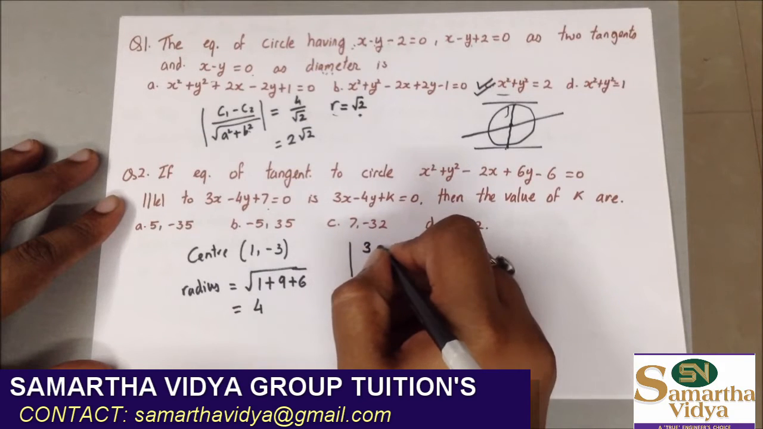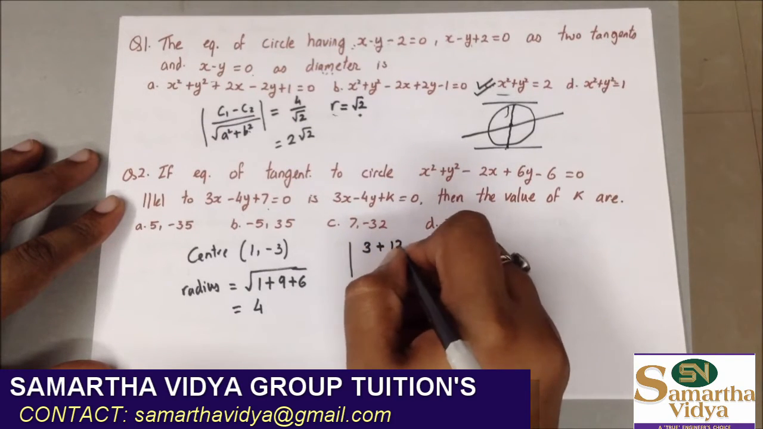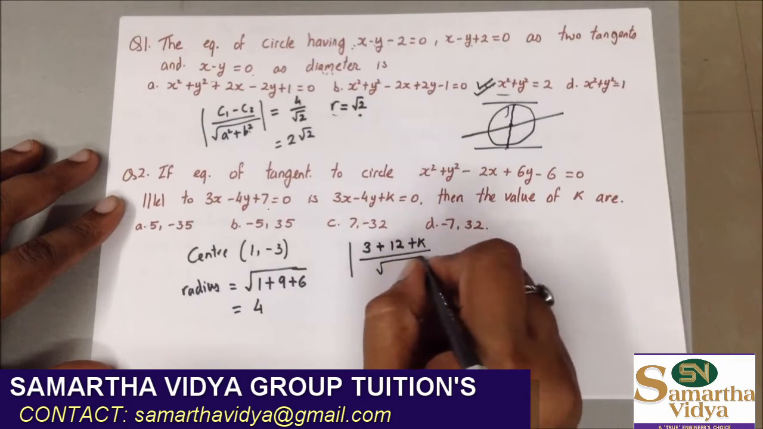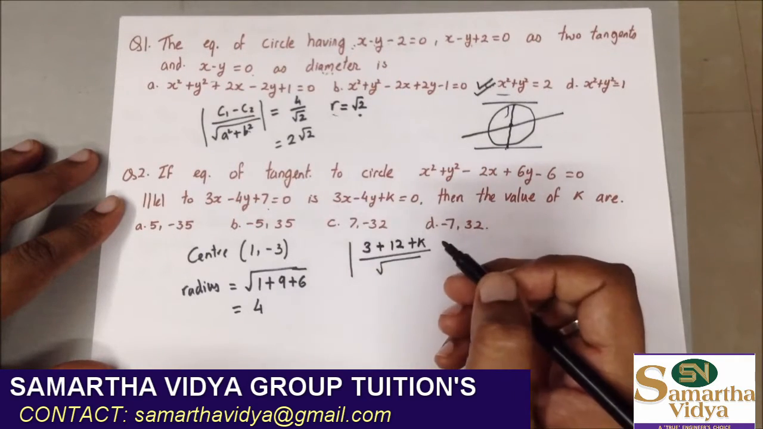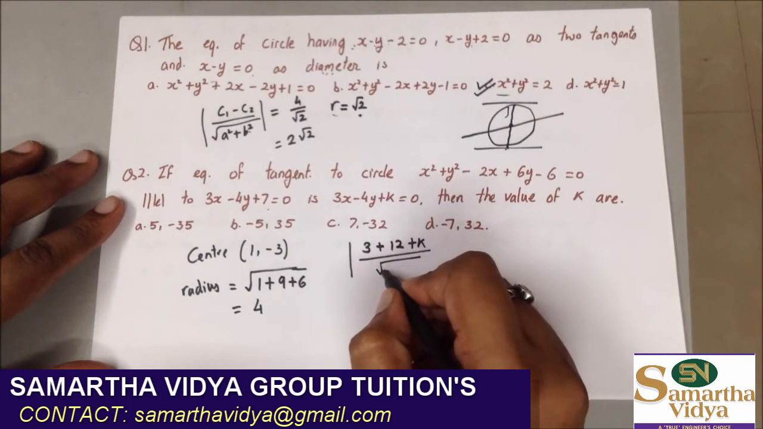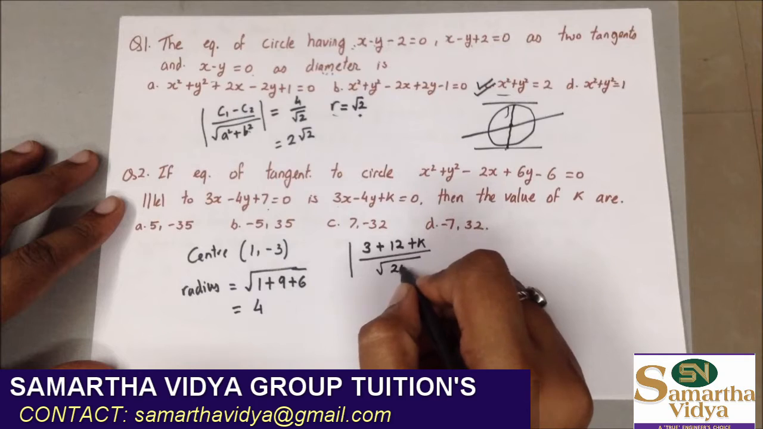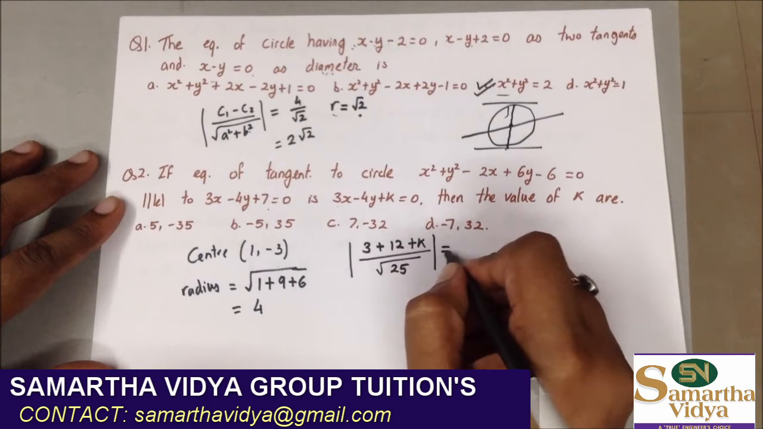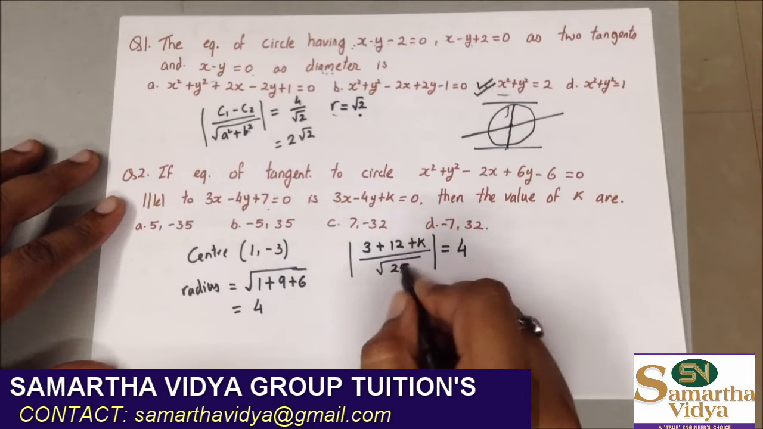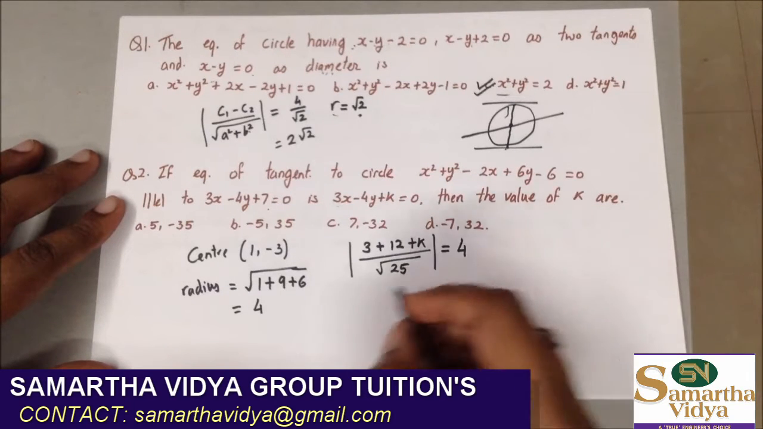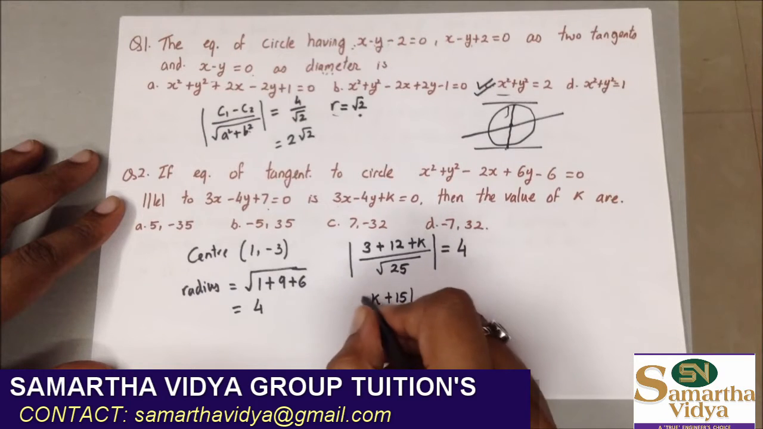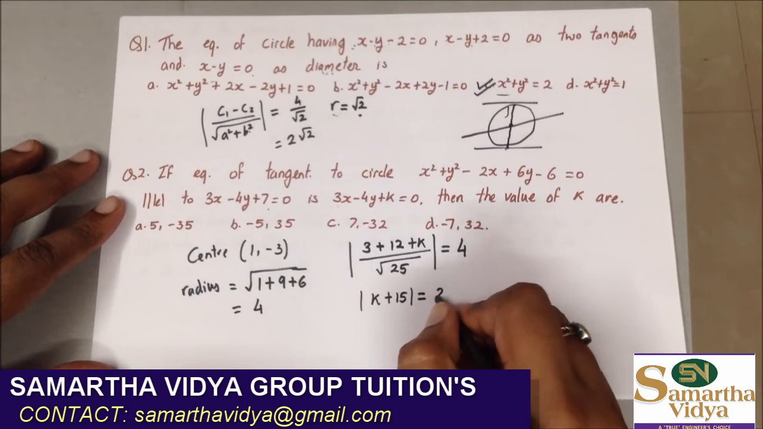So it becomes 3 plus 12 plus k divided by mod of 3 square plus 4 square. So that is nothing but 9 plus 16, which is 25. So root 25, and this is equal to the radius, which is 4. So this becomes 5 goes there, and I will be getting this equation as mod of 5 plus 15 is equal to 20.